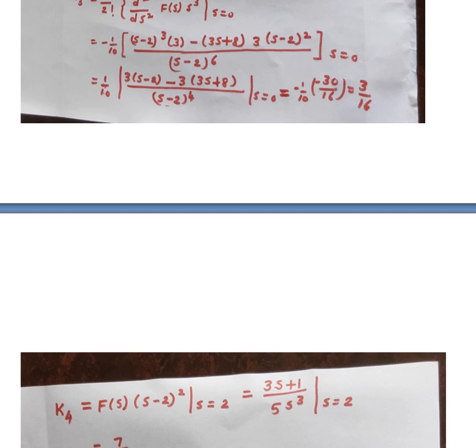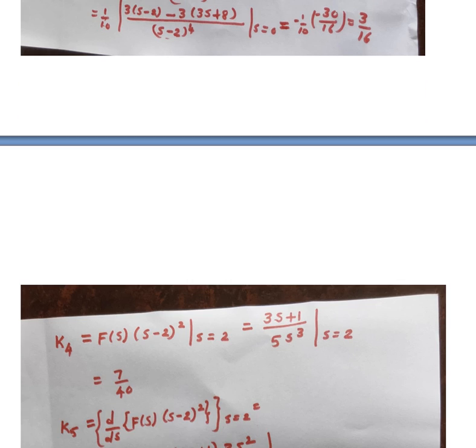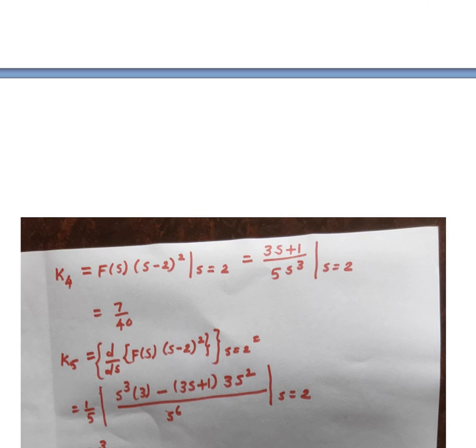Next, to get the K4, multiply f of s with s minus 2 whole square. Then simplify it. Then substitute s is equal to 2. So then you will get 3s plus 1 divided by 5s cube. Once you substitute s is equal to 2, means 3 into 2 is 6 plus 1 is 7. So then 5 into s cube means 2 cube, so 8. So 8 into 5 means 40. So we'll get 7 by 40 as the k4 value.